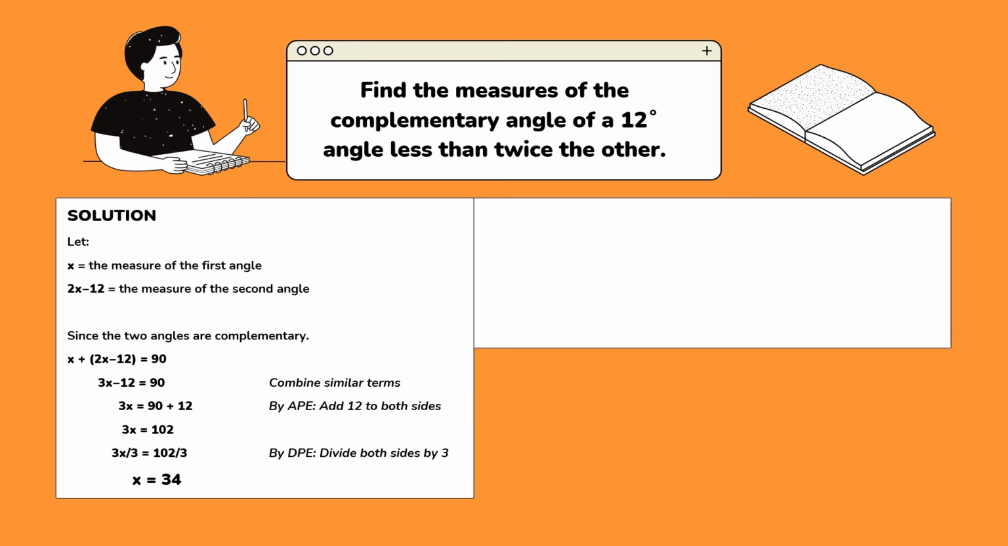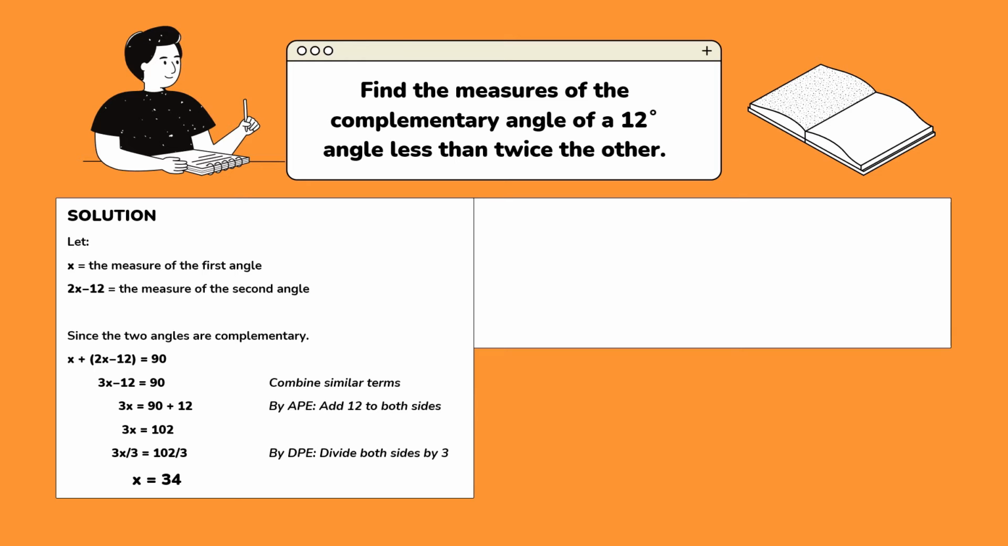Now let's combine terms. We can add x and 2x, so we're going to have 3x minus 12 equals 90. Okay? Then, the addition property of equality, add 12 to both sides of the equation. So we get 3x is equal to 90 plus 12. 3x is equal to 102. Now, the division property of equality, we divide both sides of the equation by 3. So 3x over 3 will get x, and 102 divided by 3 will get 34.